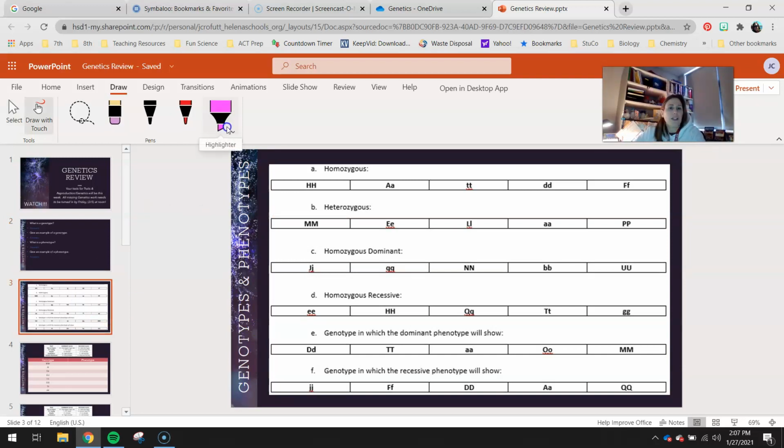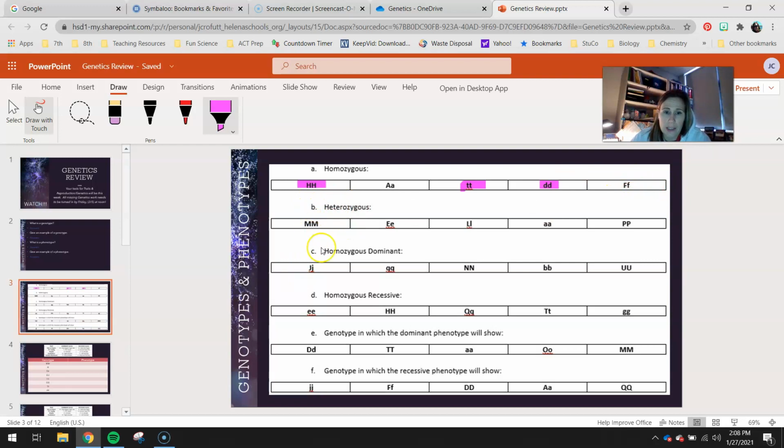All right, these, I'm just going to breeze through these really quick. So if we are looking at a bunch of different genotypes, but we're looking for specifically homozygous. Remember, homo means the same. So we're looking for something that either has two dominant alleles or two recessive alleles, but either way they're the same. So big H, we have two dominant there. Big A, little a would be heterozygous because it has a dominant and a recessive, or an uppercase and a lowercase. Little t is two lowercase, so homozygous recessive. Little d, two recessive, and big F, little f is heterozygous, so we're not going to highlight that one.